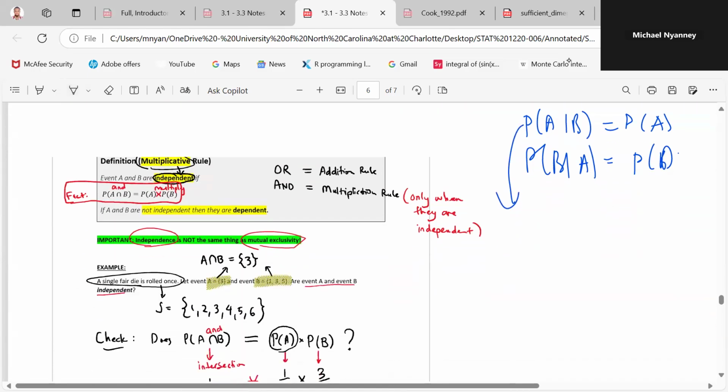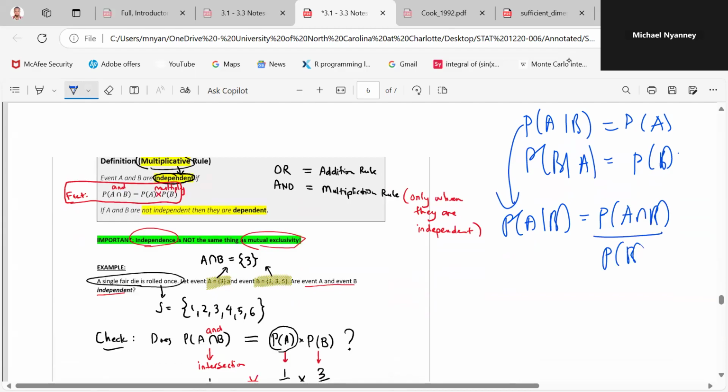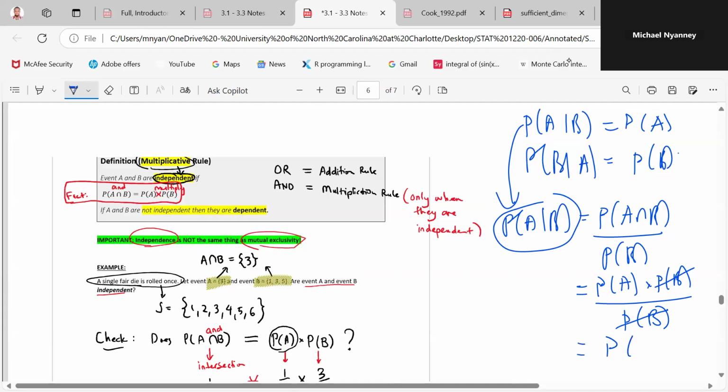By the formula, we know that probability of A given B equals probability of A intersection B all over probability of B. So how can we get the whole of this to be equal to probability of A? The only thing that can happen is that probability of A intersection B should be equal to probability of A times probability of B, all over probability of B, so that probability of B cancels the probability of B here, and we get probability of A.